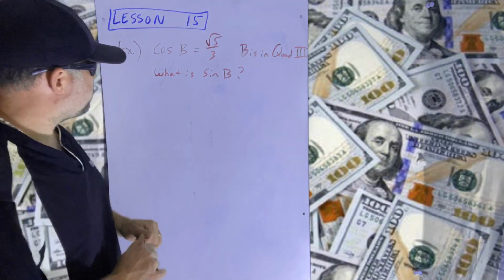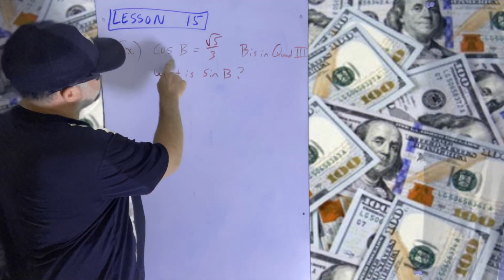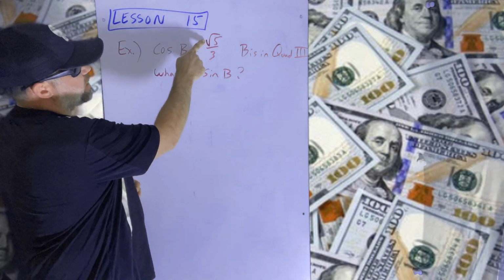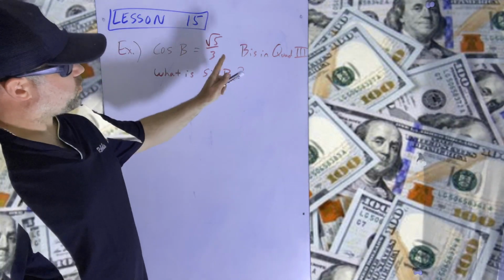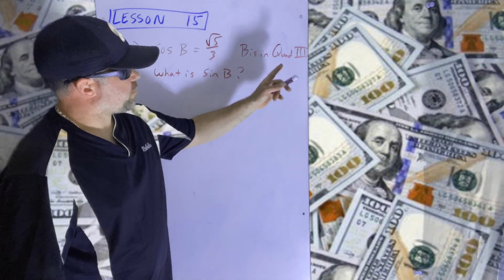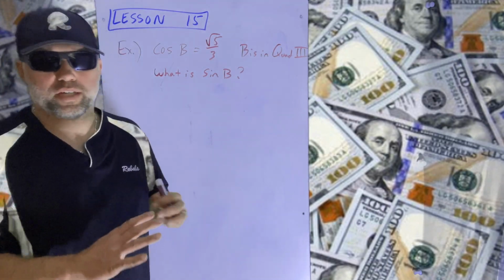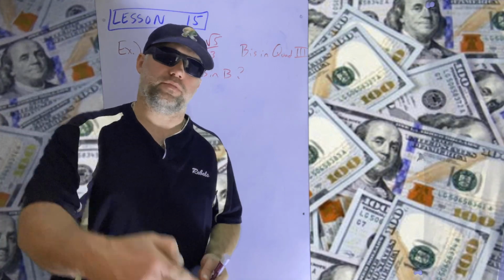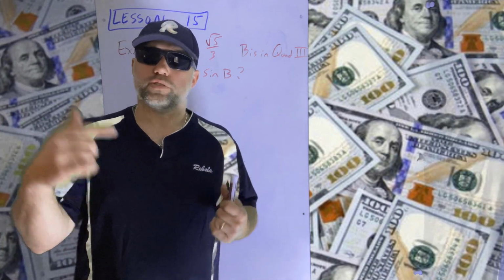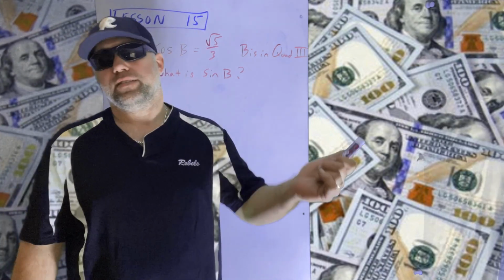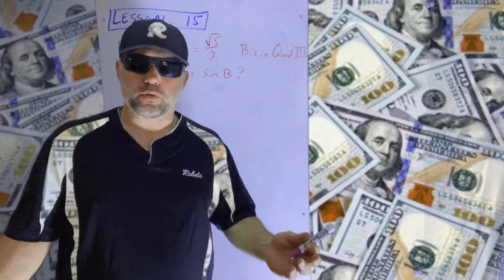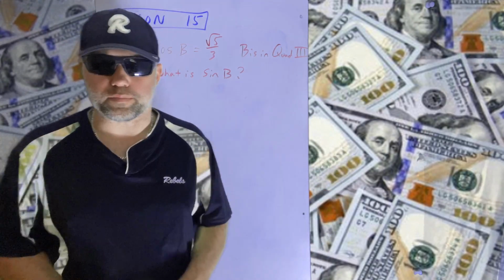We have some information given to us. We're told that the cosine of B is radical 5 over 3. We're told that angle B is in quadrant 3, and we want to know the sine of B. Now, instead of drawing a diagram like we did in the previous stuff, we're going to use this new Pythagorean identity to get our answer instead. It's just another way that you can solve these types of questions.